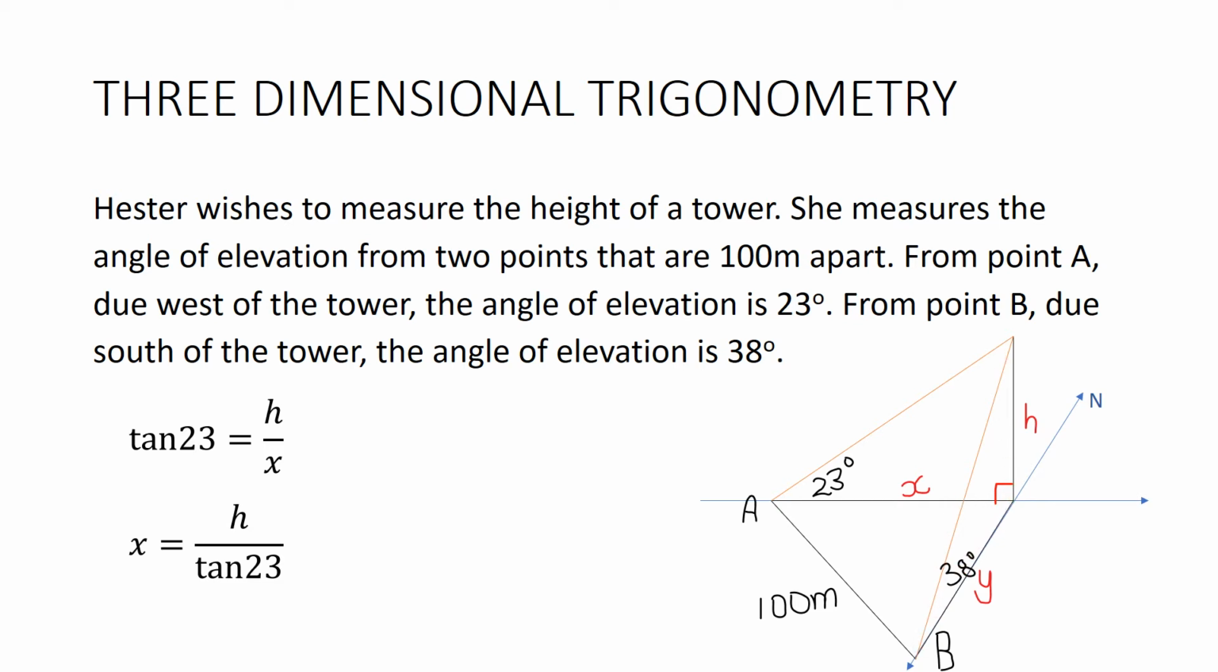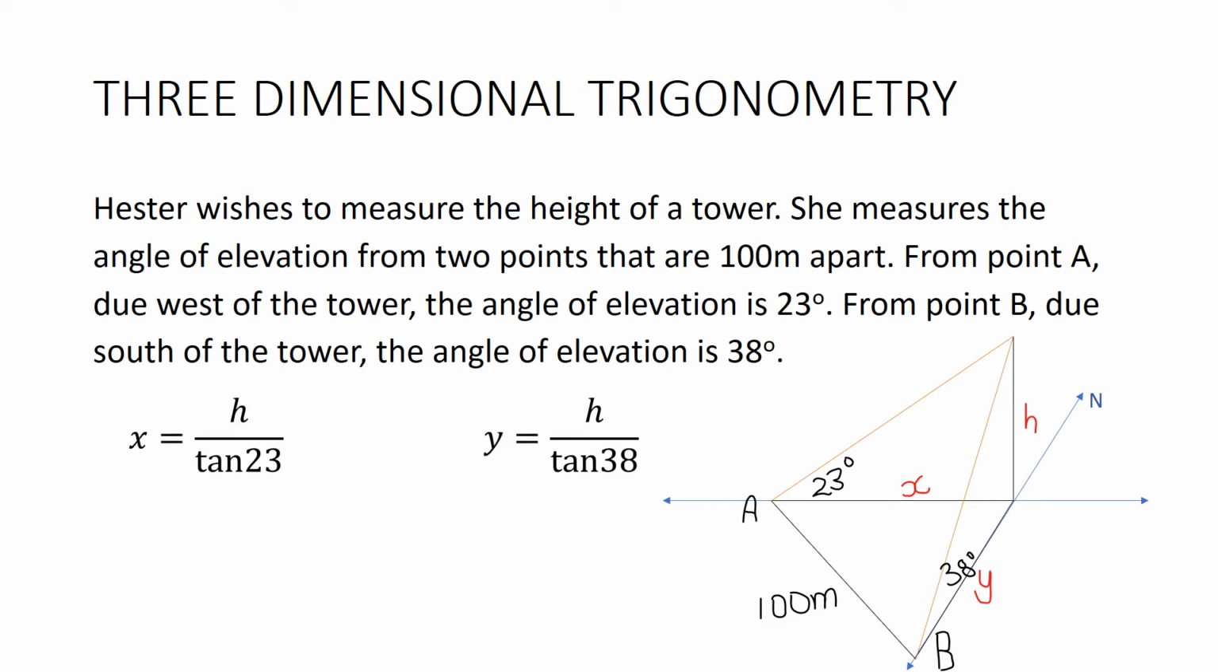This is also a right-angled triangle. Let me just get rid of that little right angle and draw the other one in. And it's going to be tan as well. Tan 38 equals h on y. So let's do that. And now make y the subject. So y is equal to h over tan 38.